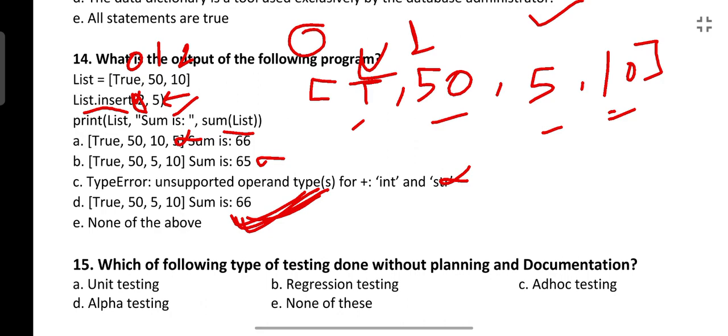I hope it is clear. The main catch here is, when we are using this operation, the whole list will be converted to a homogeneous list. So true will be replaced with 1 only.